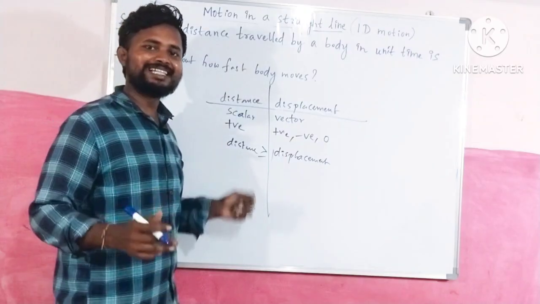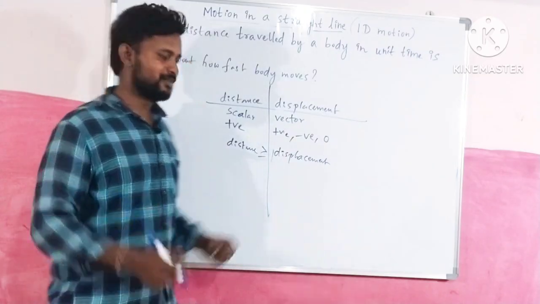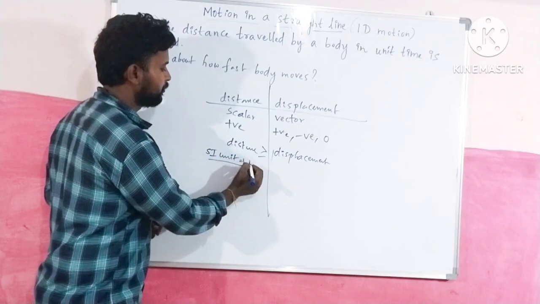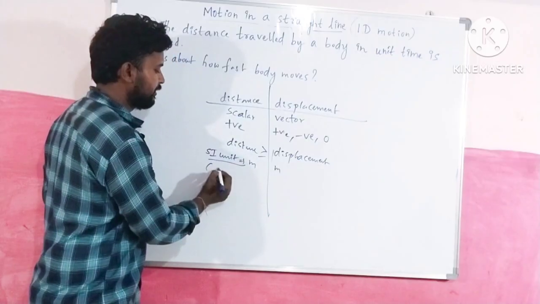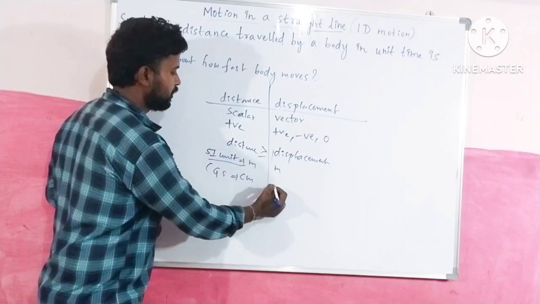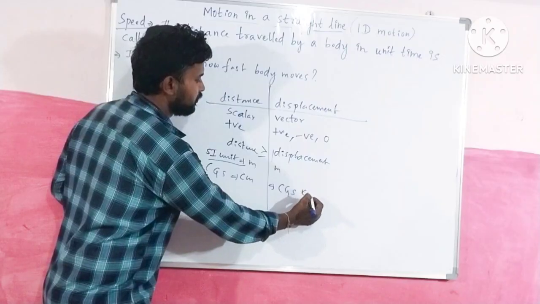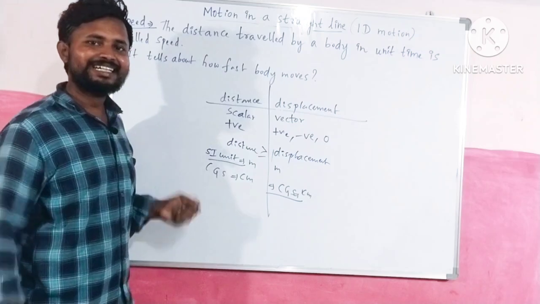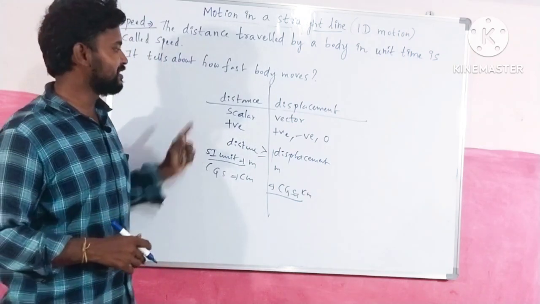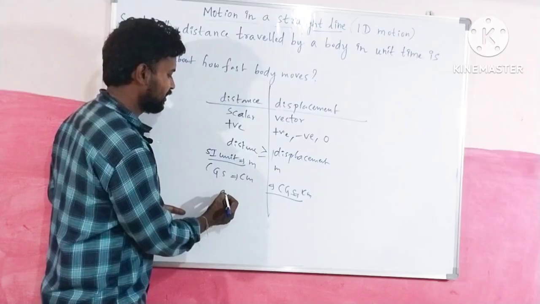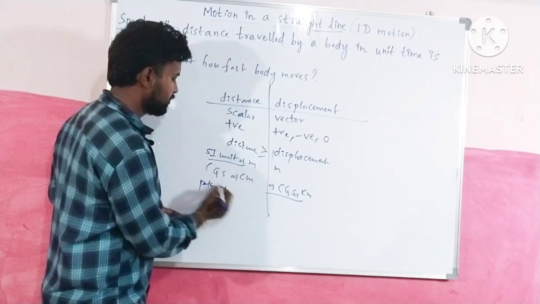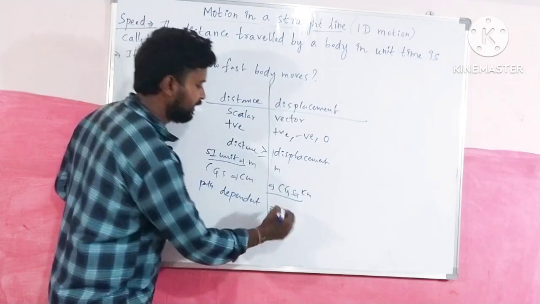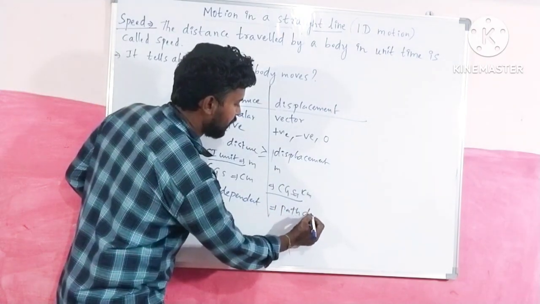Next, both distance and displacement are measured in meters. So the SI unit is the meter in both cases. The CGS unit is the centimeter, cm. Next, distance is path dependent. Displacement is path independent, so it does not depend on the path.